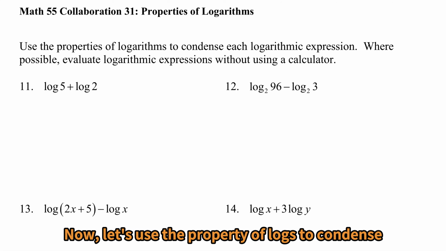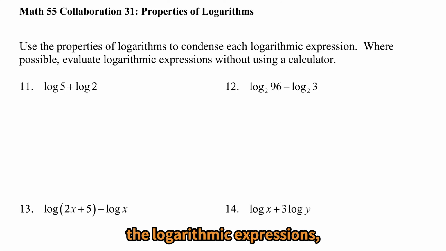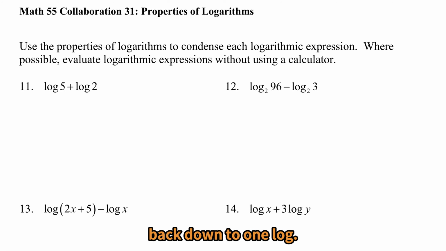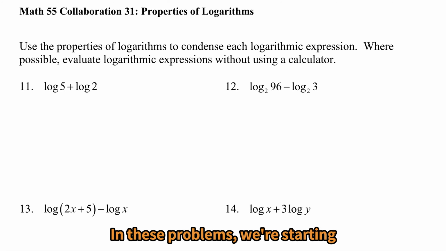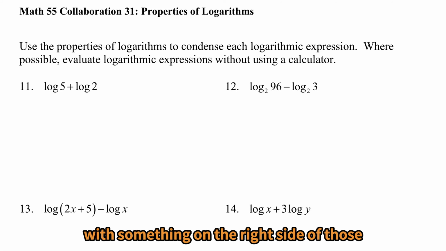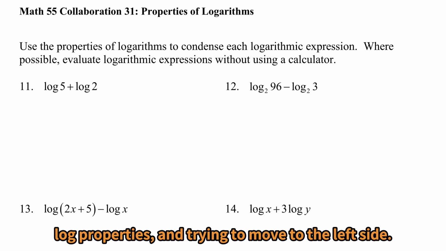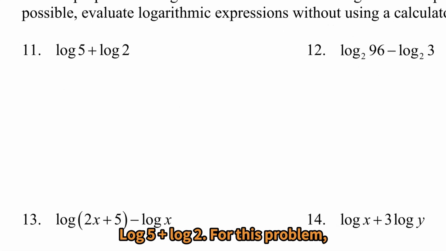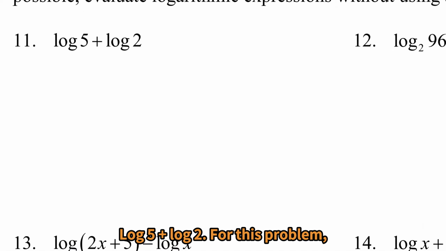Now let's use the properties of logs to condense the logarithmic expressions, essentially going from multiple logs back down to one log. In these problems, we're starting with something on the right side of those log properties and trying to move to the left side. Let's take a look at the first one in number 11, log of 5 plus log of 2.